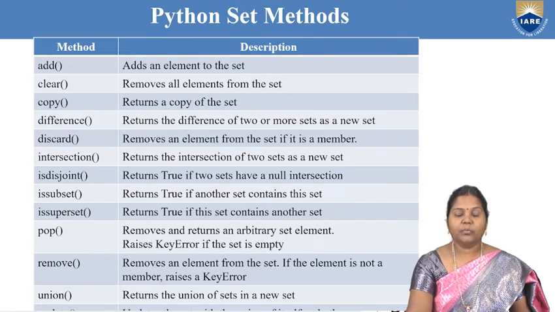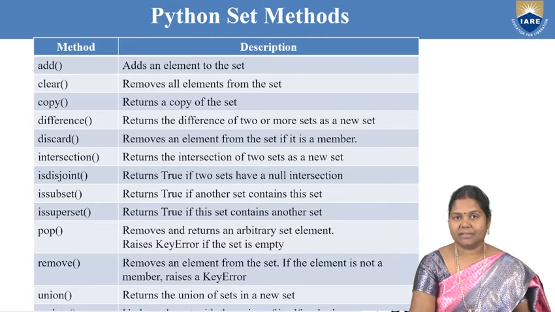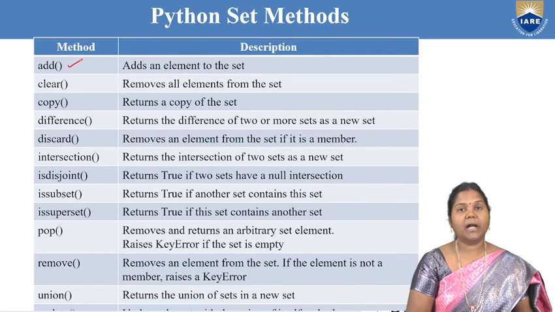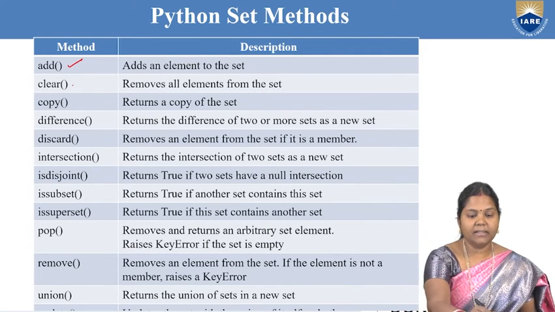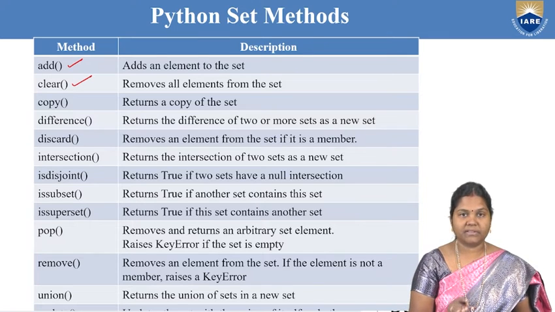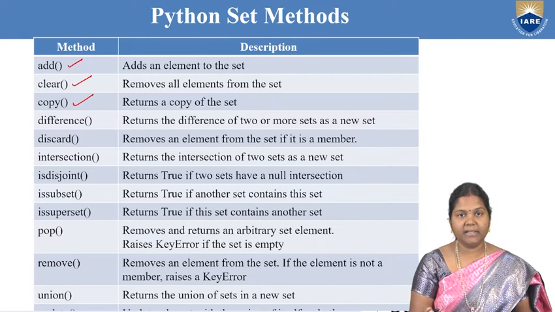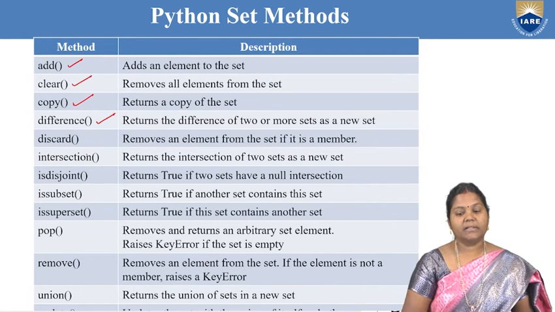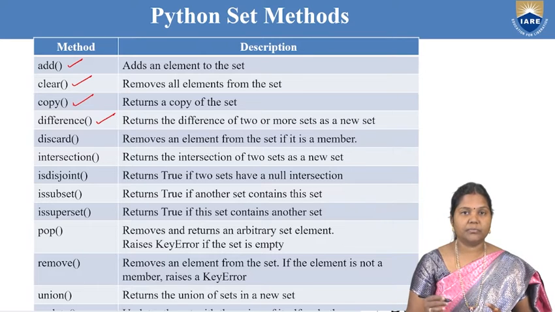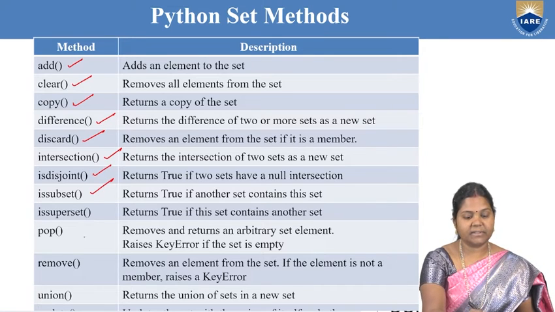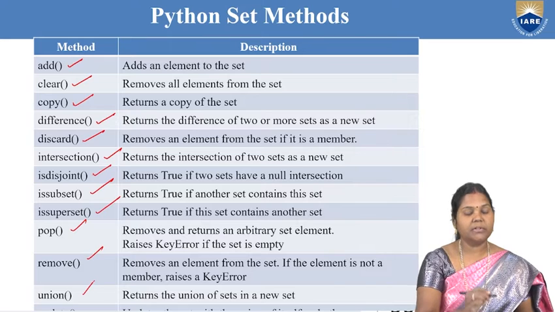Now let us talk about the commonly used Python set methods. What Python provides to do these set operations. We discussed some of the methods already, so we'll discuss some more. One is the add method, to add one individual element to the set. Similarly, the clear method removes all the elements from the set. After applying the clear method, the set becomes empty. Then the copy method will return a copy of your set, creating a duplicate set. Next, the difference method will return the difference of two or more sets and give you a new set. And then discard, intersection, isdisjoint, issubset, issuperset, pop, remove, union and so on.